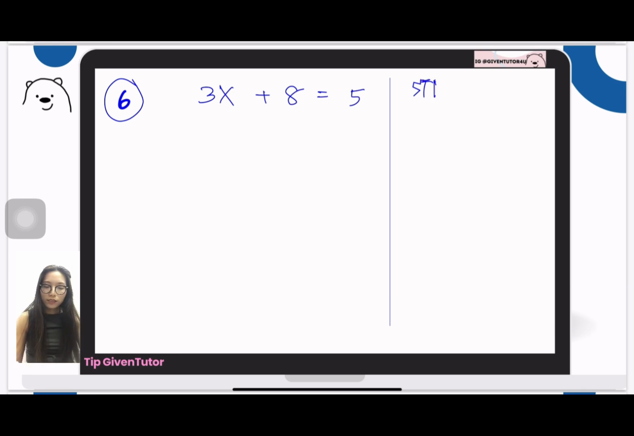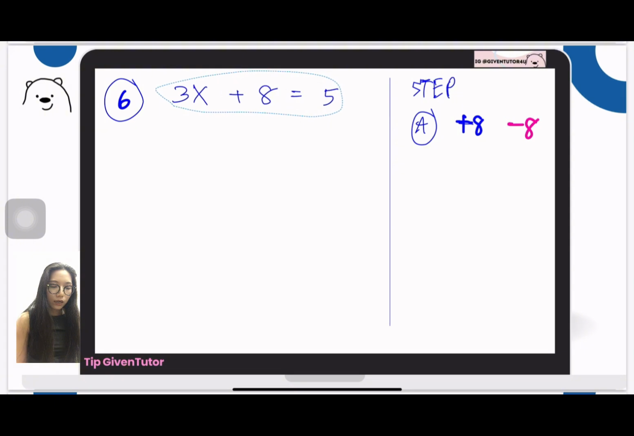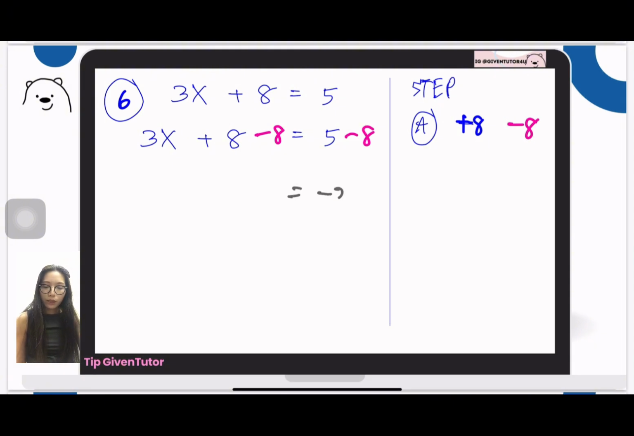Step A. Okay, what you see here is plus 8, right? So the reverse is minus 8. Okay, I will copy. Sometimes people see that this is the place right here. Minus 8, minus 8. So 5 minus 8, what you get is minus 3. Right here, this is 8, you get 0. So this is the 3x, right?